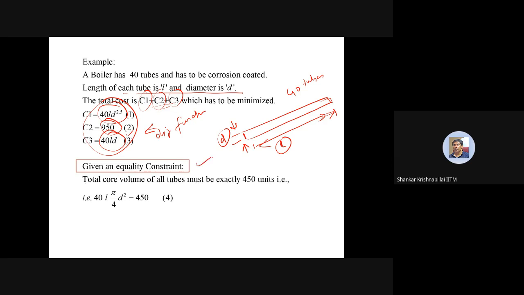And one equality constraint is given. That is the total core volume of all tubes must be exactly 450 units, or the cubic capacity of all the tubes must be like 450 cc or something. So this is the equality constraint, h of L, D. So you have to minimize this objective function subject to this h of L, D equal to 0.